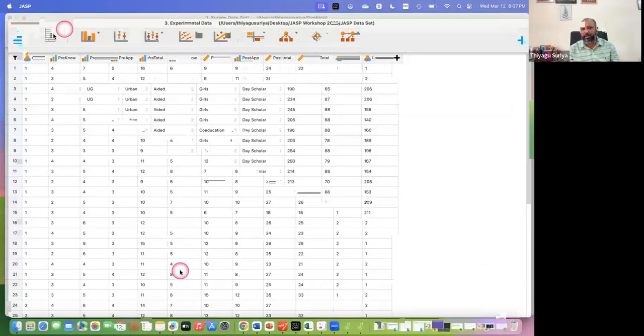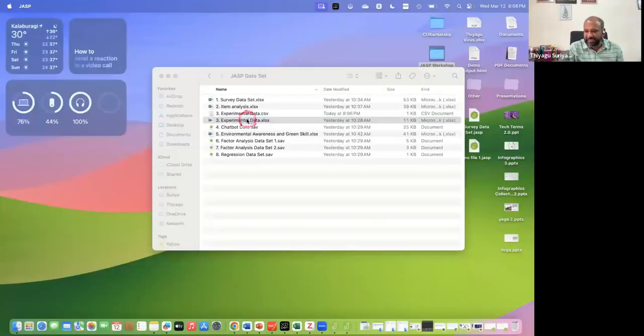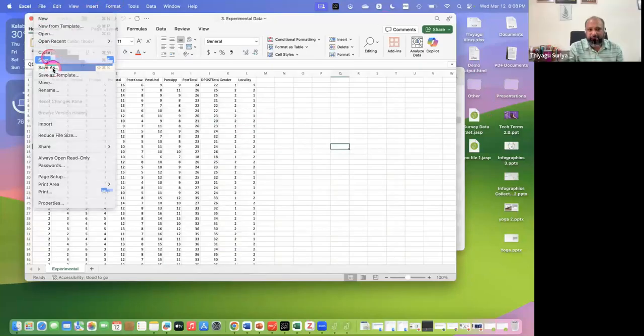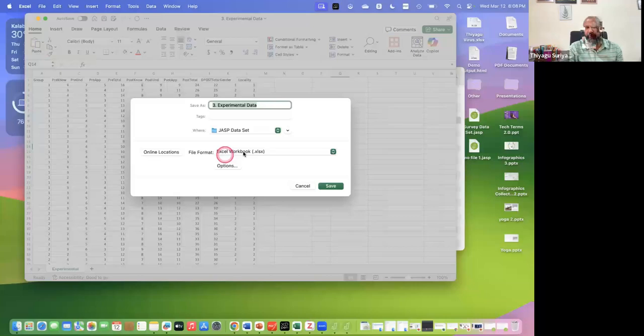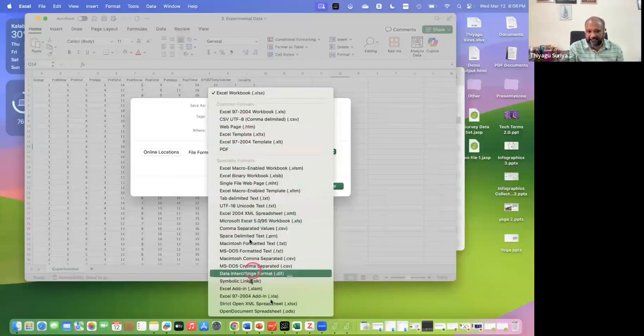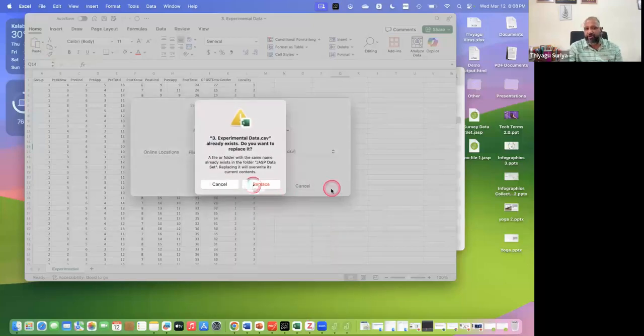Please go with your Excel file. Open the experimental data. Go to Save as. When you go to Save as, the file format is there. Select the CSV file format and save the file as a CSV format.